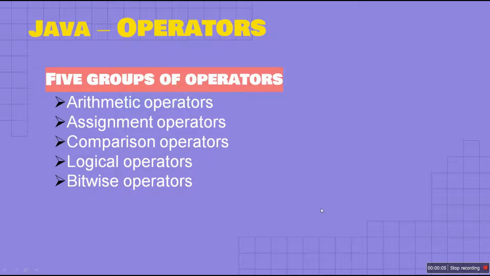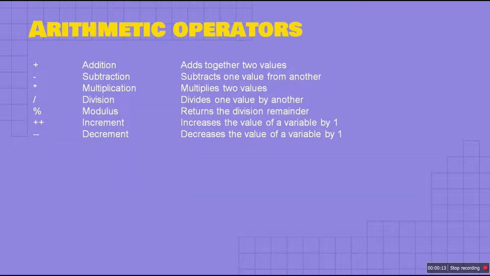In Java, the operators are divided into 5 groups. First one is the arithmetic operators group. These are used to perform arithmetic operations. You must be already familiar with the addition, subtraction, multiplication and division. Modulus is used to return a remainder. We will write a code to see this. Next one is the increment. This is used to increase the value of a variable by 1. Last one is the decrement operator. This is used to decrease the value of a variable by 1.